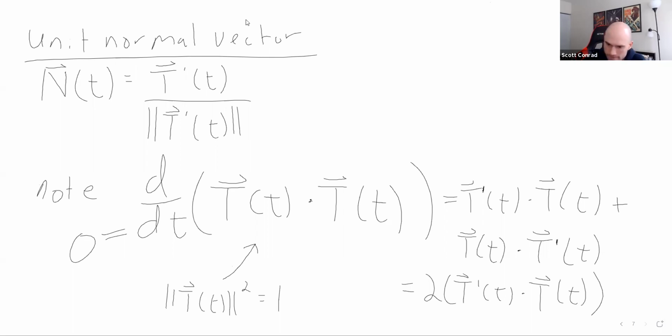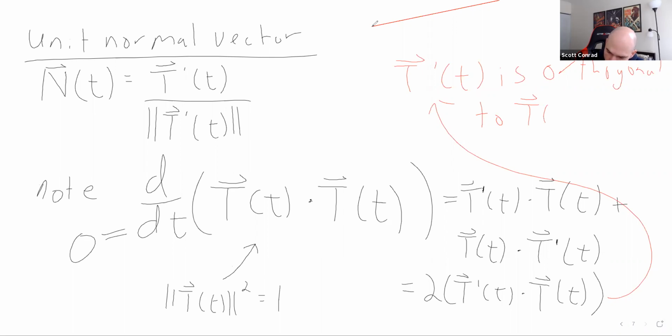So in other words, T prime of t is orthogonal to T of t because their dot product is 0. They're perpendicular. Well, T prime of t is orthogonal, and so is T prime of t divided by the magnitude of T prime of t. All you're doing is taking that vector and scaling the magnitude, but it's not changing the direction. It's still going to be orthogonal. So the unit normal vector is going to be orthogonal to your unit tangent vector.